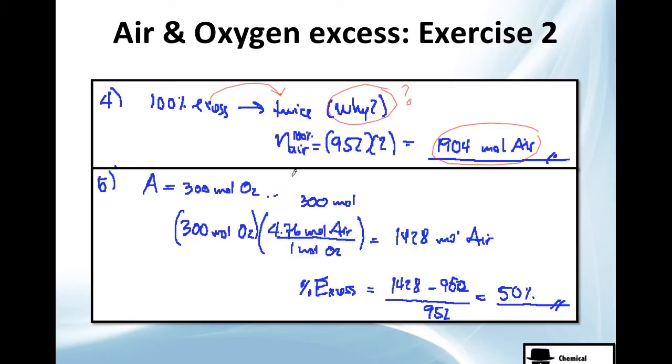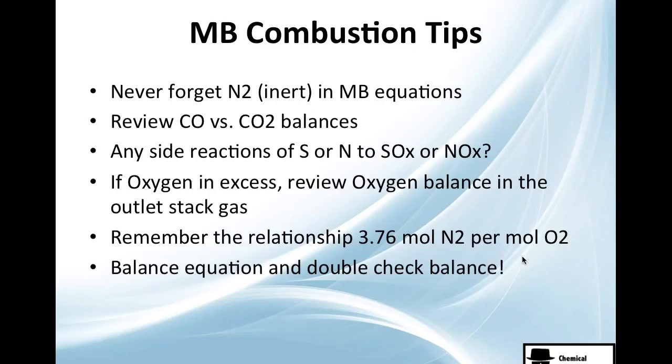Now, we go to number 5, which is if we only have 300 moles of air, how much will be extra? So you have this, we change it to air. 1 mole of O2 is 4.76 moles of air, and you get this value here. The excess will be simply the difference between this and the theoretical, and you get 50%. And that's everything for this exercise.